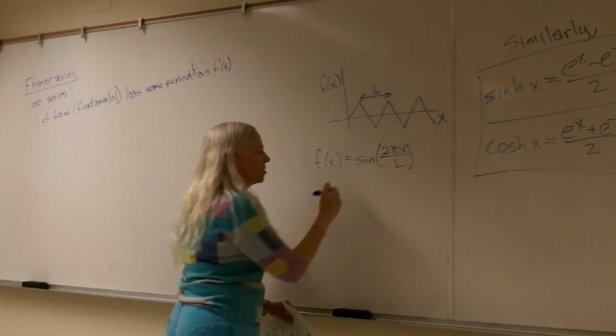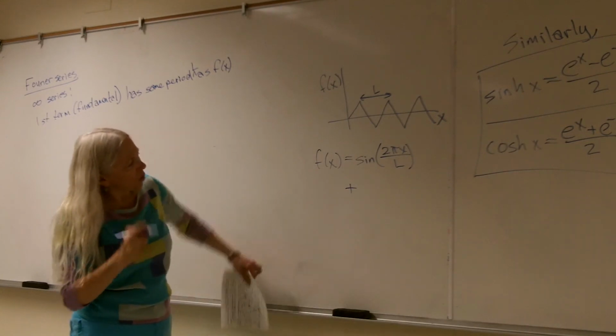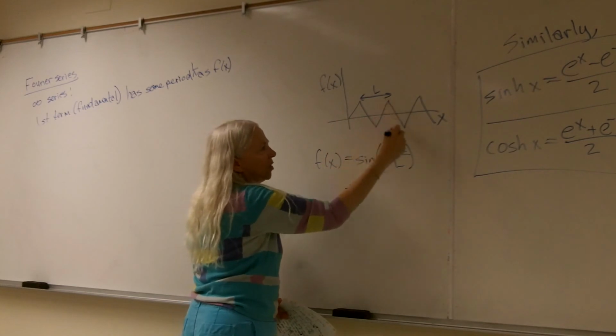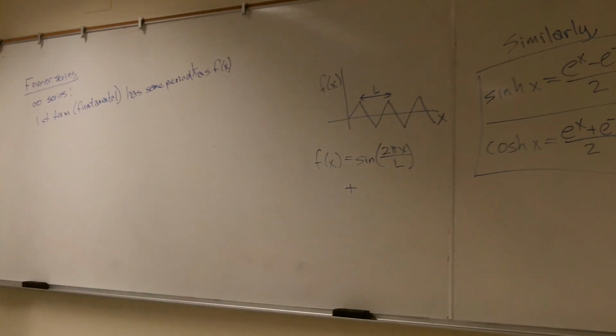Right, that will be the first term. There's going to be some other terms here to come that I'll write in a moment. But of course, what would sine of 2 pi x over L look like? It would just be a sinusoidal function, but it would at least have the same period as the function that we're trying to write the Fourier series for.